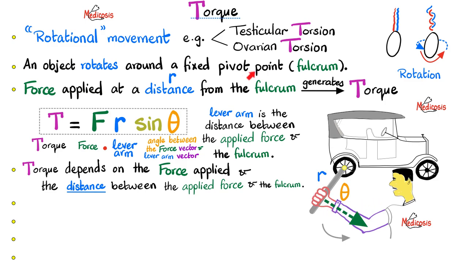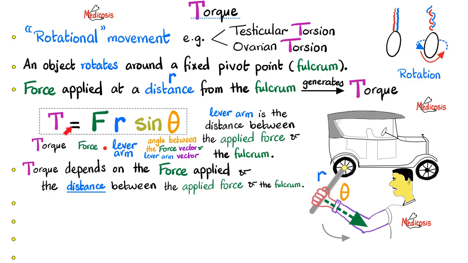Look at this. What is that pivot point called? The fulcrum. Okay, how do I get torque? Well, you need to apply force at a distance from the fulcrum. The distance between the applied force and the fulcrum is called the lever arm. Symbol lowercase r.